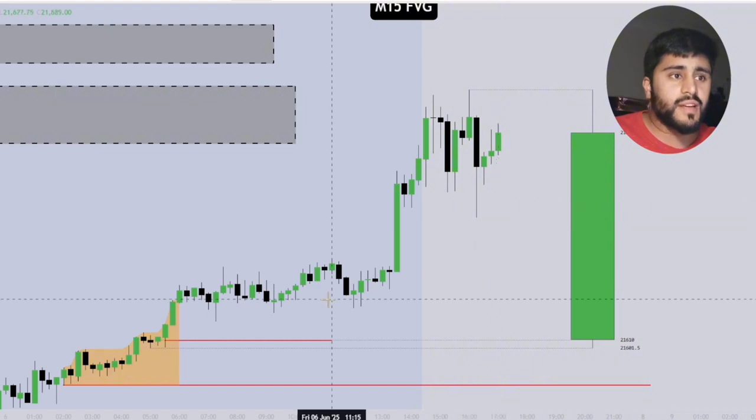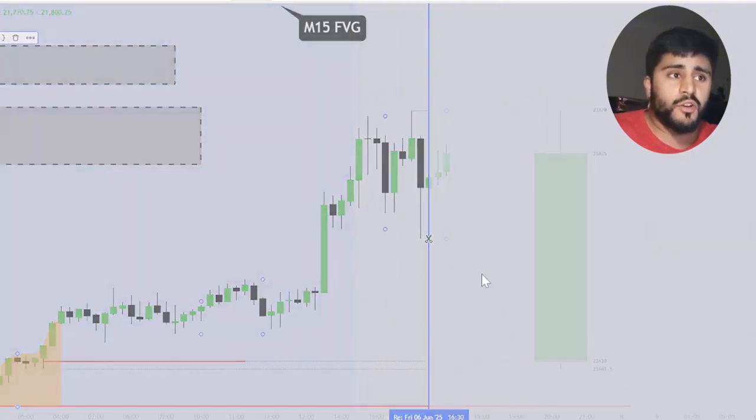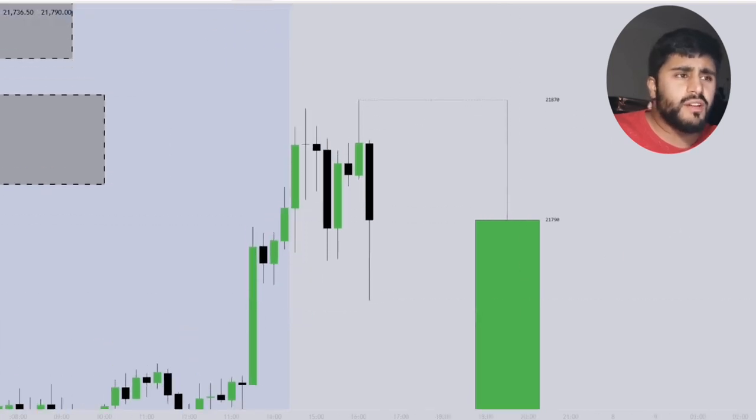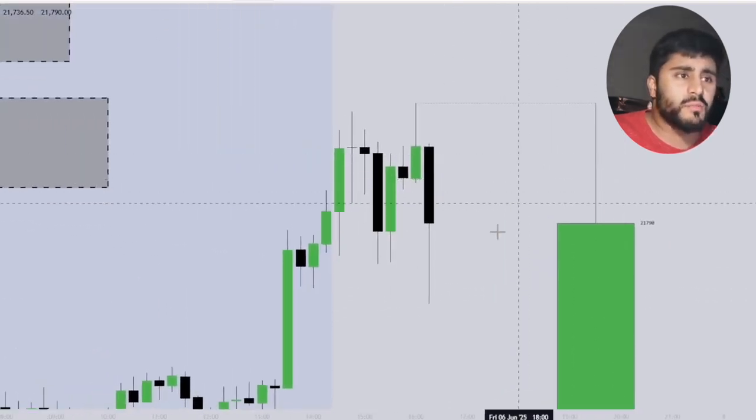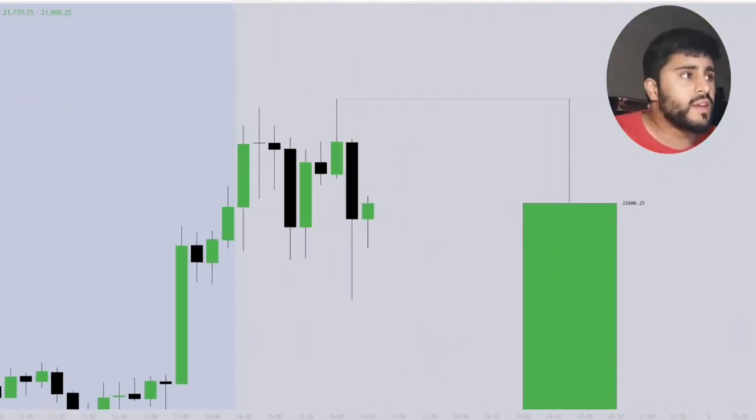The reason I'm saying that primarily is because we're significantly above the daily opening price. So when we go into the candles and dive into them in more detail, what we're looking for is typically a 3-bar swing pattern with a 15-minute fair value gap. And this is the fair value gap I want traders to identify.